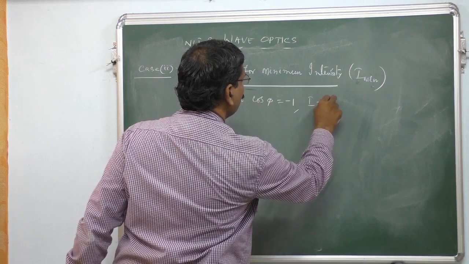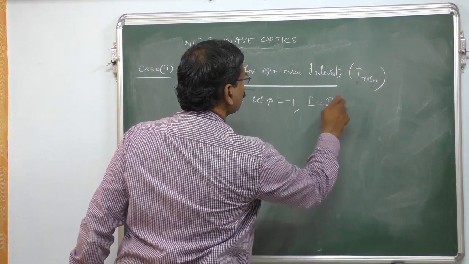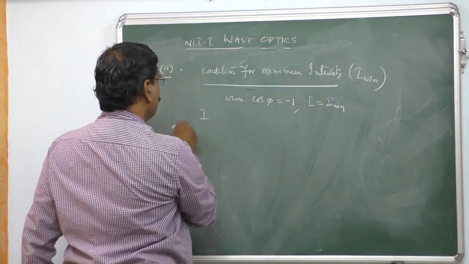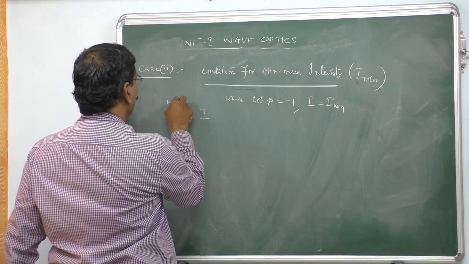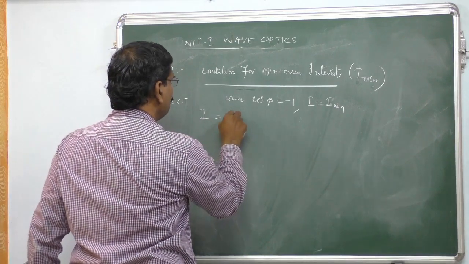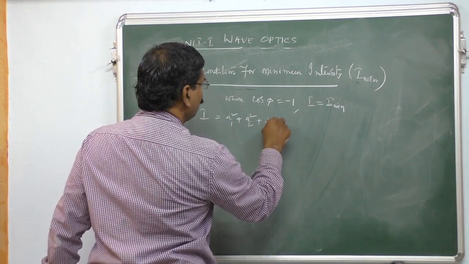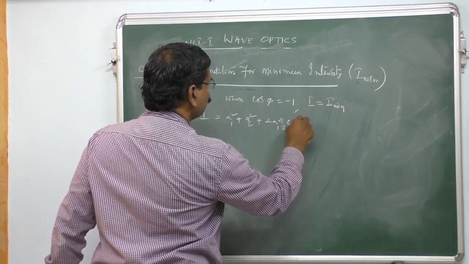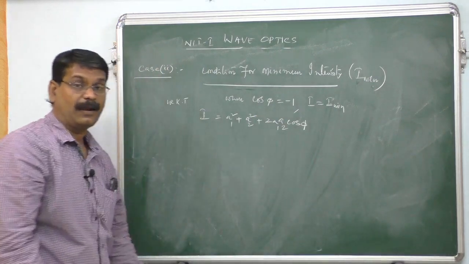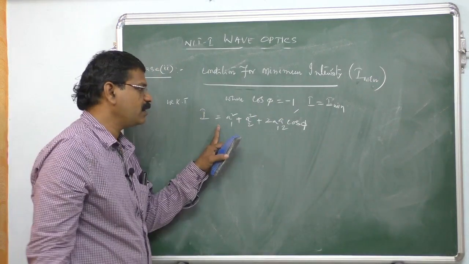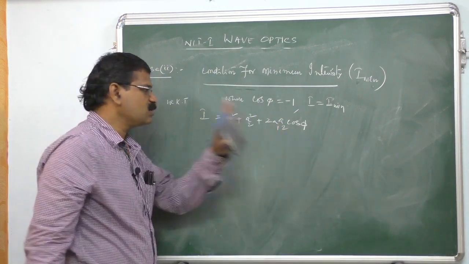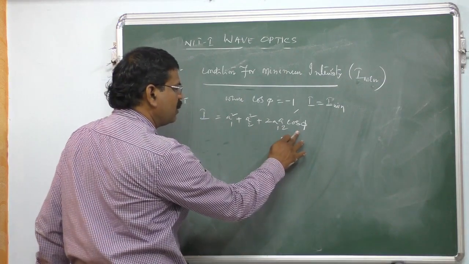I ఏమవుతుందంటే I మినిమంగా మారిపోతుంది. Therefore I is equal to, we know that. మళ్ళీ మొదటి నుంచి రాద్దాం. మేజర్ ఈక్వేషన్ ఏంటి? I is equal to A1 square plus A2 square plus 2A1 A2 cos phi. ఇలా రాసుకోవడం వల్ల మీకు కన్ఫ్యూషన్ రాదు. అసలు మాకు వచ్చిన I ఏమిటి? A1 square plus A2 square plus 2A1 A2 cos phi. ఇప్పుడు నేను cos phi కి మైనస్ 1 పెట్టినప్పుడు I ఏమవుతుంది?